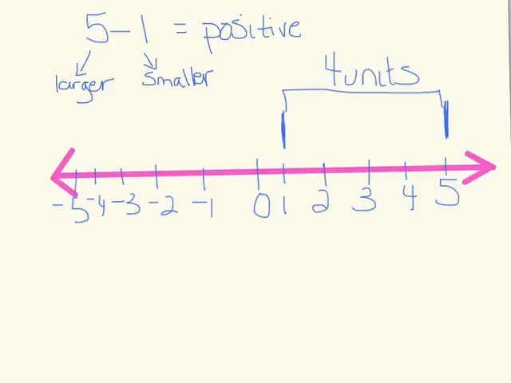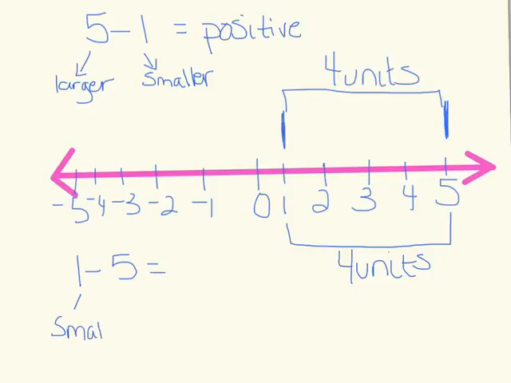Now what if we switch this around and we said 1 minus 5? This is still the distance between the numbers 1 and 5. You can see the distance between 1 and 5 is still going to be 4 units. It doesn't matter that you have flipped the numbers, except I'll show you in your answer. It's still 4 units between 1 and 5, but in this case we have the smaller number taking away the larger number. That means that our answer will be negative. So in this case, our answer would be a negative 4.